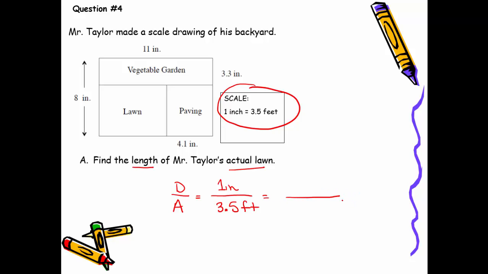I'm going to be looking for how many feet for the actual length of his backyard, which means I need to know how many inches the length of his lawn is on the scale drawing. So I just focus here. I say, okay, I want the length of his lawn. They don't seem to give me the length of his lawn, but they give me the length of the entire backyard, and they give me the length of the paved driveway.